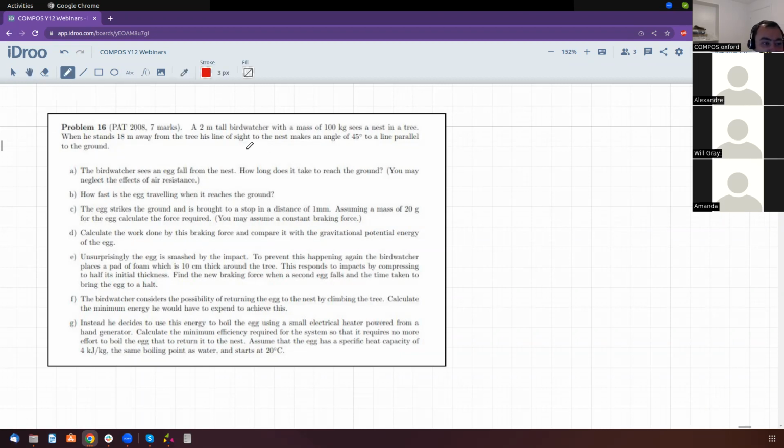A 2-meter tall bird watcher with a mass of 100 kilograms sees a nest in a tree. When he stands 18 meters away from the tree, the line of sight makes an angle of 45 degrees to a line parallel to the ground. So a bird watcher sees an egg fall from the nest. How long does it take to reach the ground? So we have a tree.